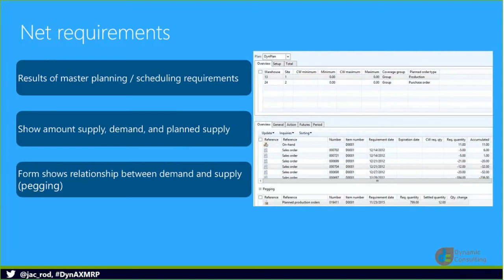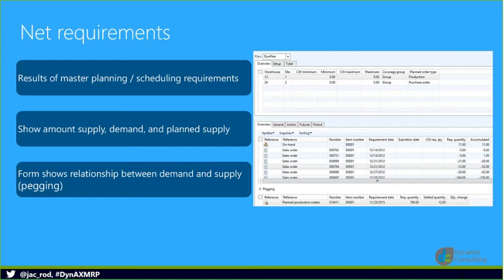A couple of important things to see about it. The top left, where you have a plan selected, right now the dynamic plan is selected. So the net requirements form shows the results based on the plan that you have specified. Also, in the top overview section, you'll see Warehouse 13 Site 1 and Warehouse 24 Site 2. The middle section, where it shows the reference, the orders, the sales orders, and your on-hand levels, and the pegging section below are context specific based on what you have selected up on top.